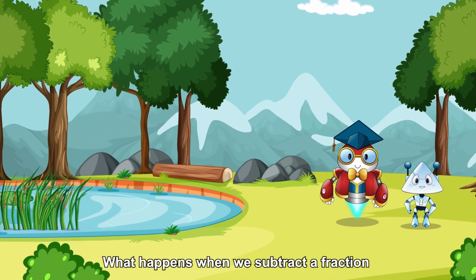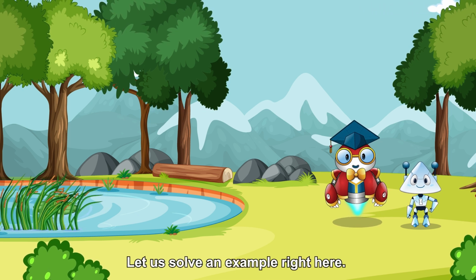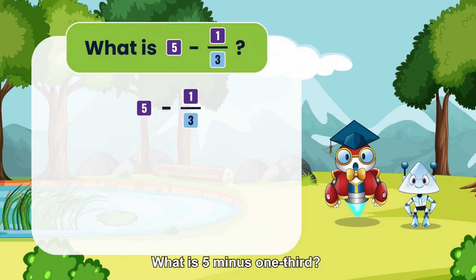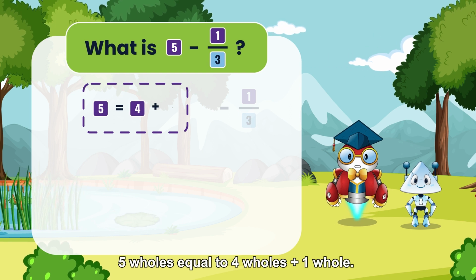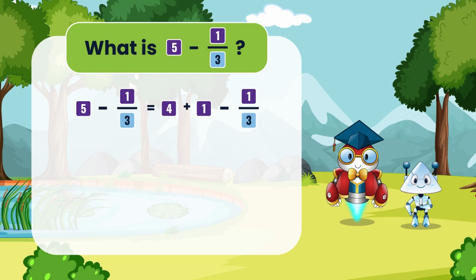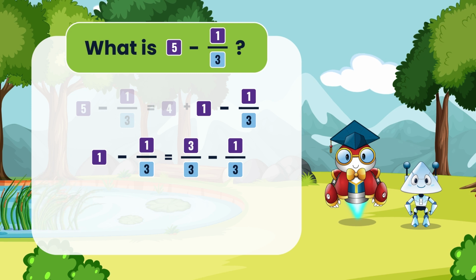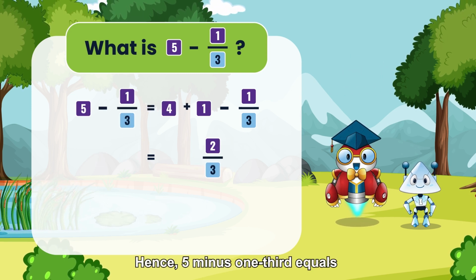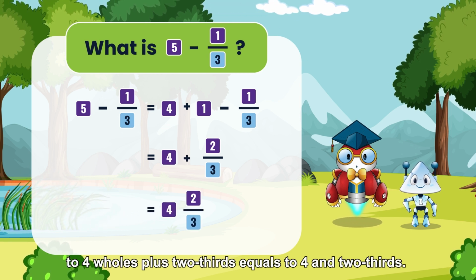What happens when we subtract a fraction from a whole number? Let us solve an example right here. What is 5 minus 1/3? 5 wholes equal 4 wholes plus 1 whole. 1 whole minus 1/3 equals 2/3. Hence, 5 minus 1/3 equals 4 wholes plus 2/3, which equals 4 and 2/3.